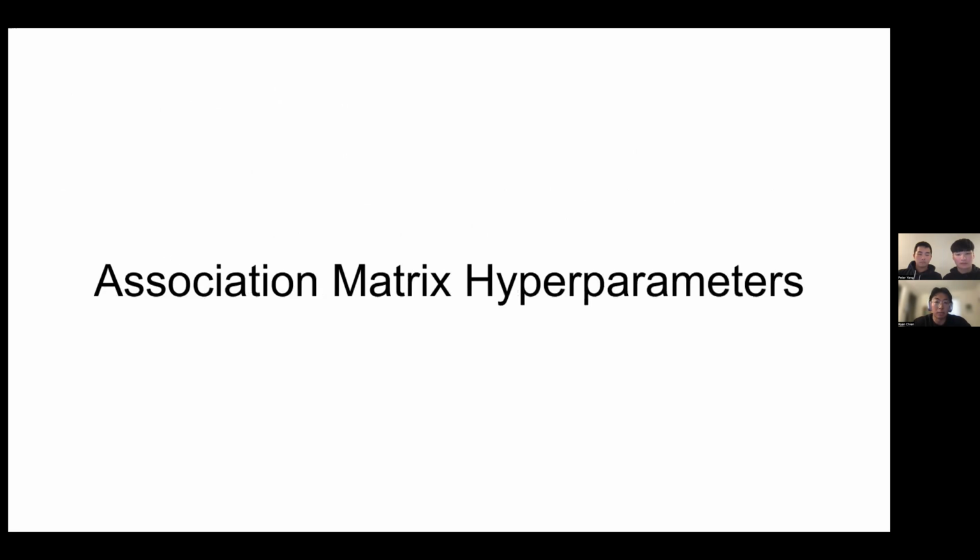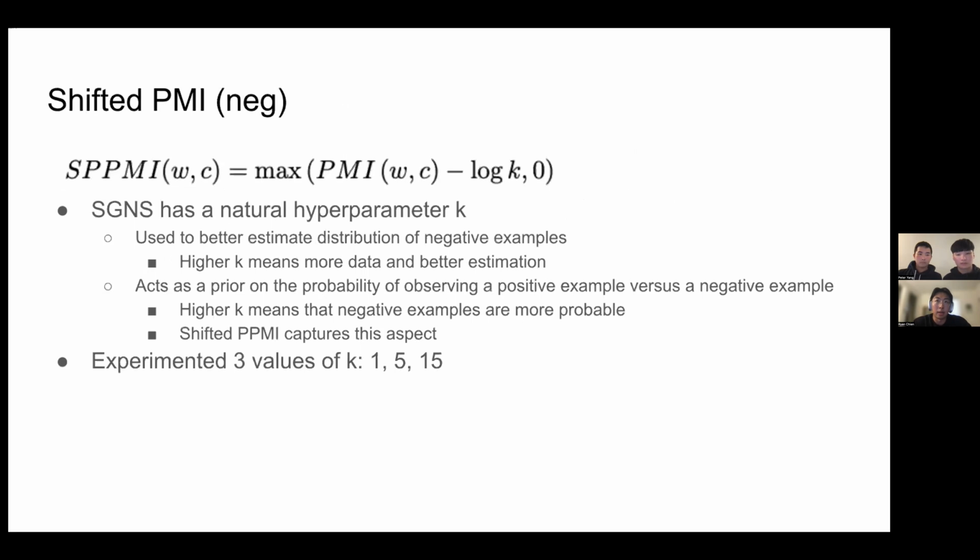Next, we'll be talking about association matrix hyperparameters. The first one that we'll cover is shifted PMI. So as Peter talked about, we have the pointwise matrix. But specifically for shifted PMI, we're going to be changing that PMI value with a hyperparameter K. So SGNS has a natural hyperparameter K, and this K value has two purposes. One of them is that it's used to better estimate distribution of negative examples. And the other is to be acting as a prior on the probability of observing a positive example versus a negative example. And so the K in this experiment, or the shifted PPMI, is focusing on the K for the second reason. And in this experiment, 3 values of K were used: 1, 5, and 15.